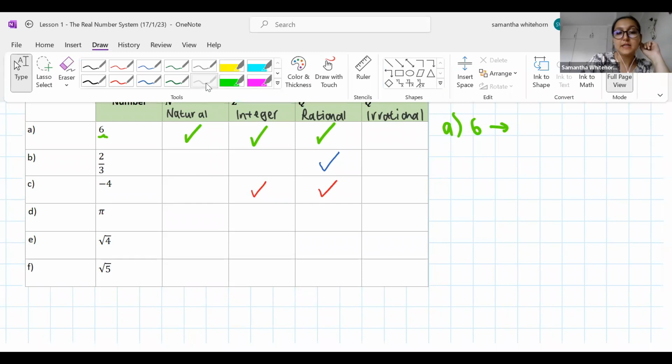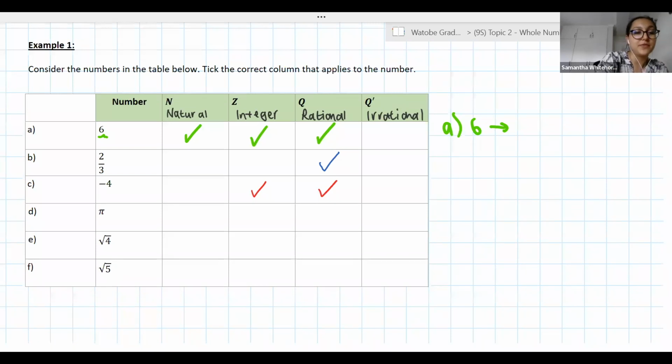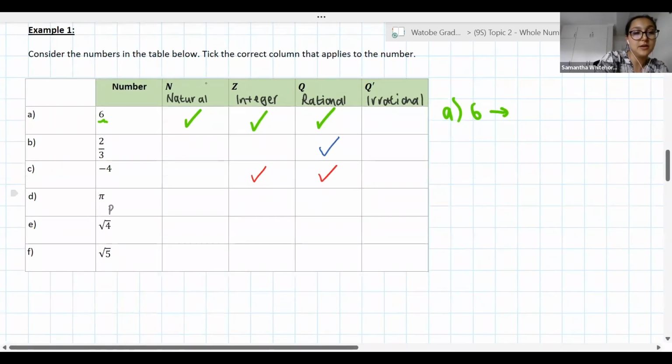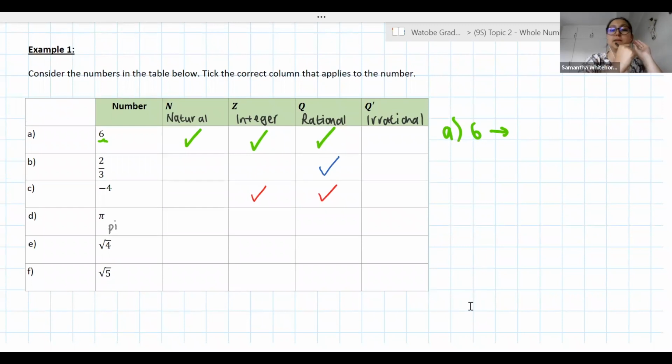Okay, D is pi, just for reference sake, pi. Tell me, what do you think pi is? Ma'am, pi is an irrational. Fantastic, well done.